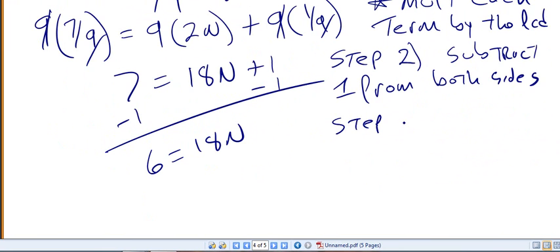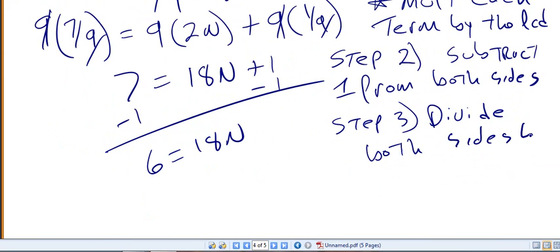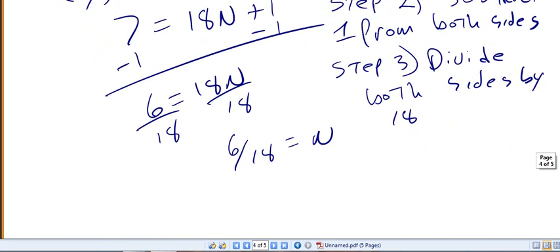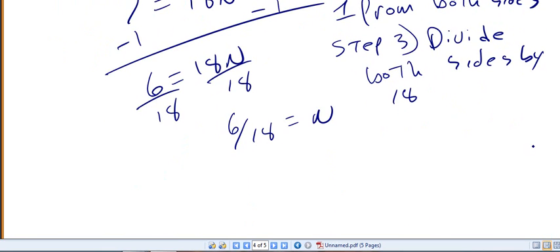Third step, step 3, I'm going to divide both sides by 18. Now I got 6 over 18 is equal to n. I will count that right this week and maybe this week only. The actual technical right answer is you're going to have to reduce this fraction, which reduces down to 1/3.